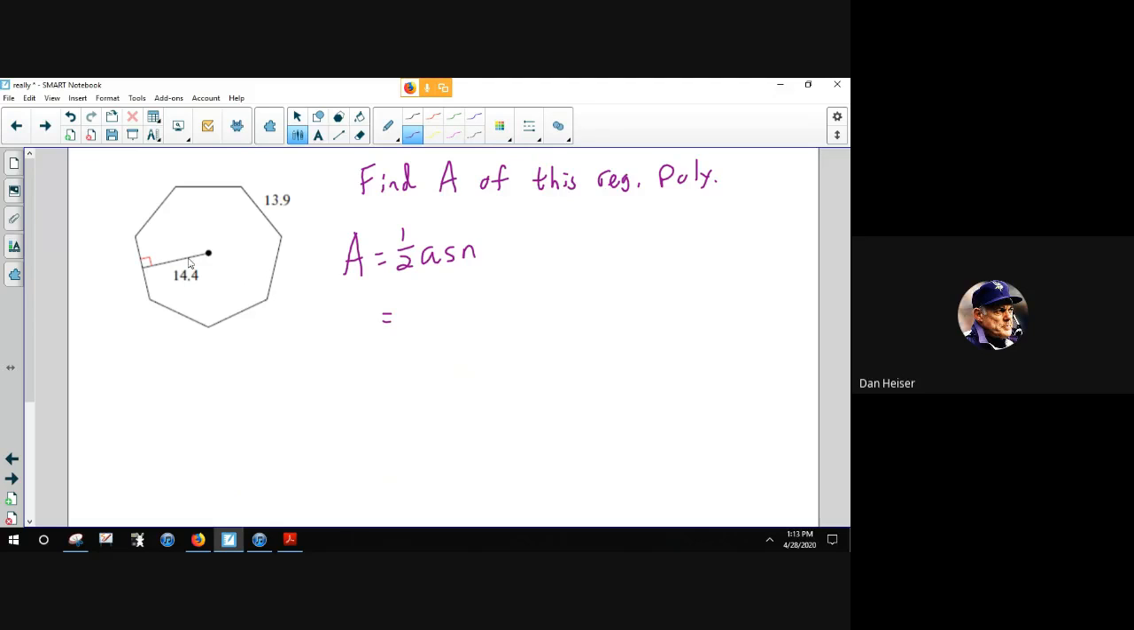Now here's A, the apothem. Here's the center going perpendicular to the side. So we assume that that is the apothem. The apothem goes from the center to a side, to the midpoint of a side. And because it's the distance, we have to measure it at a right angle. We're not going to measure distance this way at a non-right angle. So here's our distance. Apothem is 14.4.